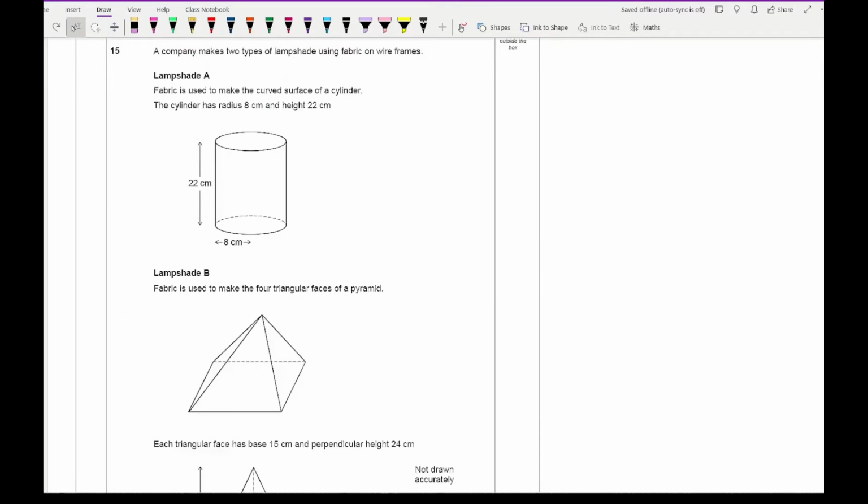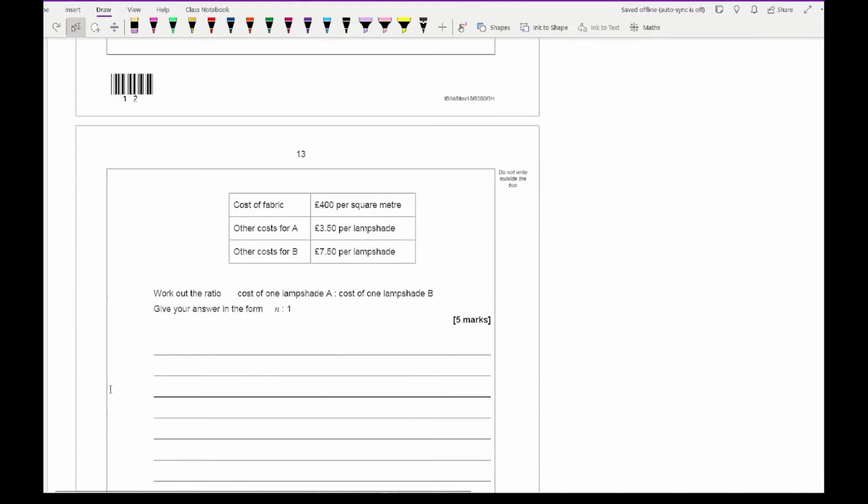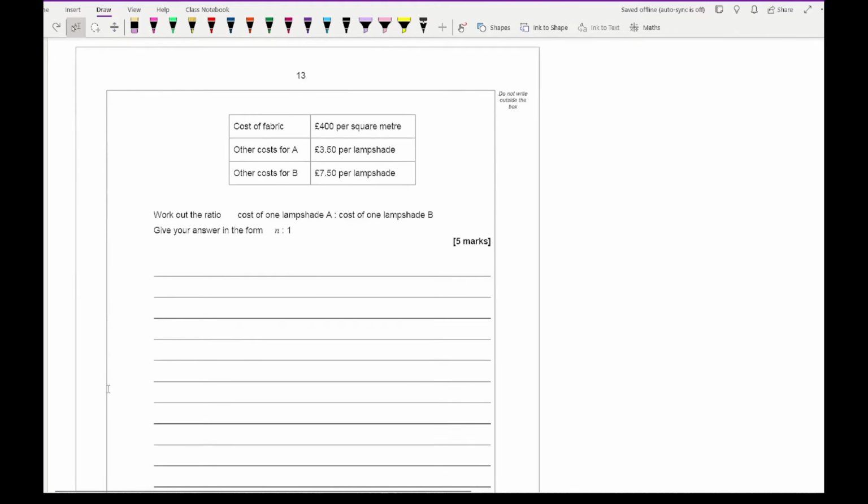So looking at question 15, it says the company makes two types of lampshade using fabrics on wire frames. For lampshade A, fabric is used to make the curved surface of the cylinder. The cylinder has a radius of 8 and height of 22. For lampshade B, fabric is used to make 4 triangular faces of the pyramid. Each triangular face has a base of 15 and perpendicular height of 24. Got some costs and some measurements there. The question's asking us to work out the ratio of the cost of one lampshade A to the cost of one lampshade B, and we give our answer in the form x to 1.